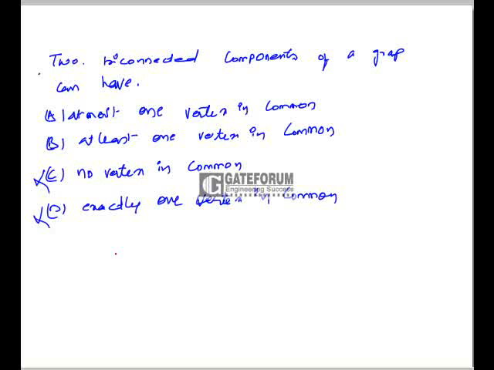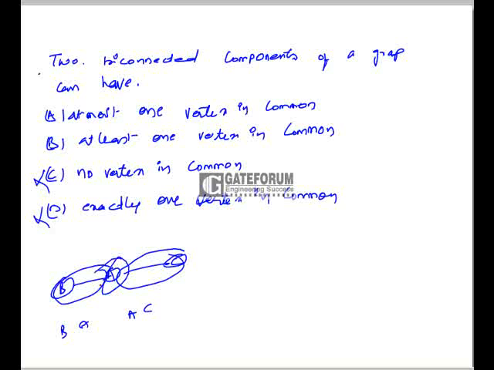Why? Because let us take this: A, B, C. We can say this is one biconnected component and this is another biconnected component, BA and AC. So we can have one vertex in common, and we can eliminate option C. At least one vertex in common, we can even eliminate this option also.